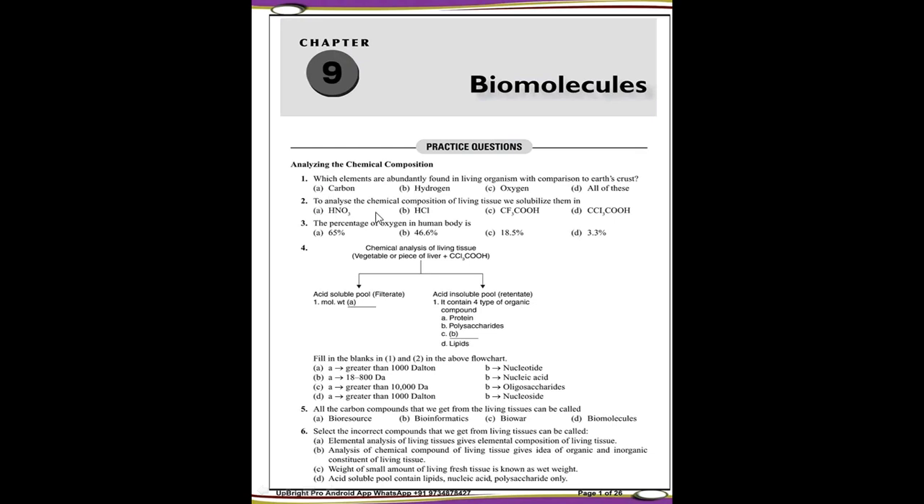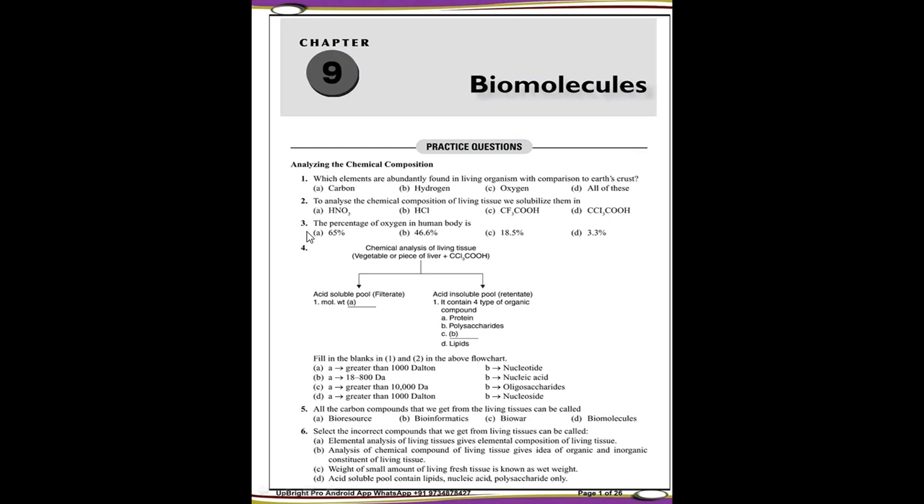Question 2, to analyze the chemical composition of living tissue, we solubilize them in. If you have a tissue and you want to analyze the chemical composition, you have to first make it soluble by using an acid. Is it nitric acid, hydrochloric acid, trifluoroacetic acid, or trichloroacetic acid? Here the answer is D. Trichloroacetic acid is mostly the acid we use to solubilize a living tissue when you want to analyze the chemical composition, let's say in the laboratory.